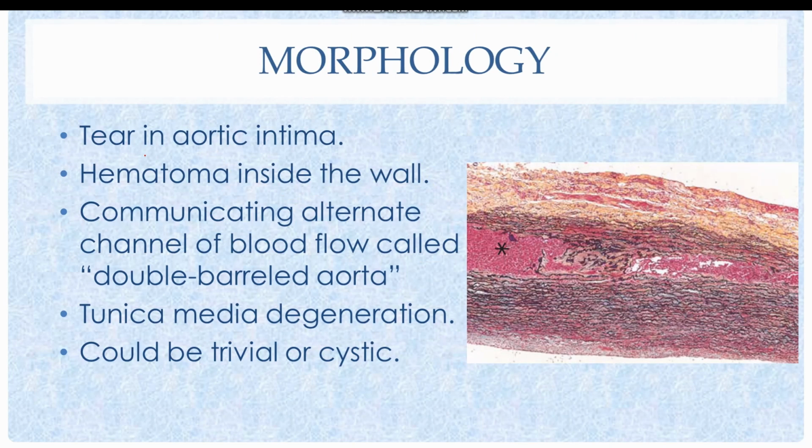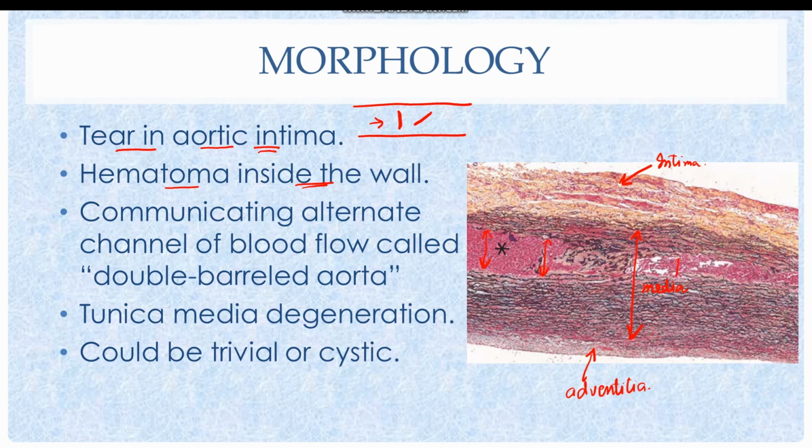The gross examination of aortic dissection reveals a tear in the aortic intima. This tear could be either transverse or it could be oblique. There is a hematoma present inside the blood vessel wall, as you can see in this picture. This is tunica intima and this is tunica media, and this outermost layer is known as tunica adventitia. There is a blood-filled channel present between the layers of the tunica media or the muscle layer.